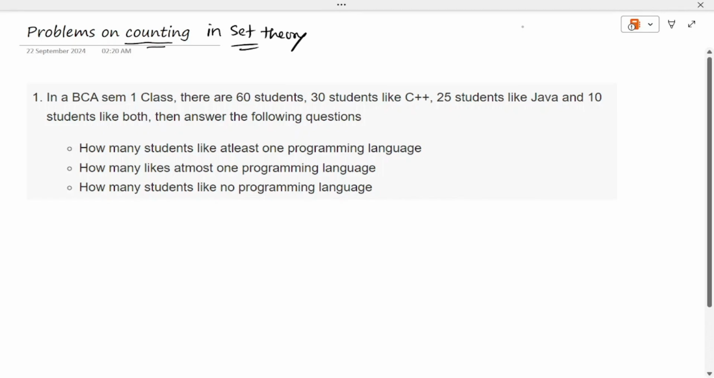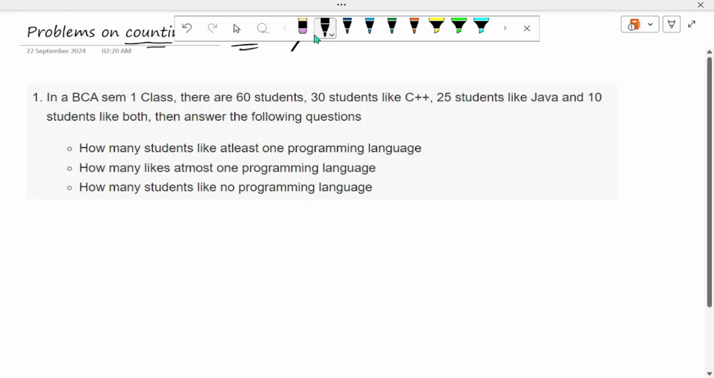Now coming to the problem that we have got. We have got a class which is having 60 students. 30 students like C++, 25 students like Java and 10 students like both.